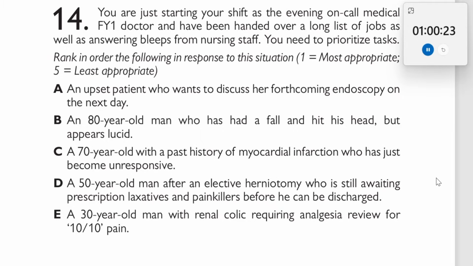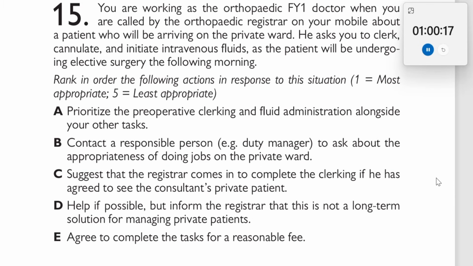Okay, next, moving to 15. You are working as an orthopedic FY1 doctor when you are called by the orthopedic registrar on your mobile about a patient who will be arriving on the private ward. He asks you to clerk, cannulate and initiate intravenous fluids as the patient will be undergoing elective surgery the following morning. Okay, read the options and rank.